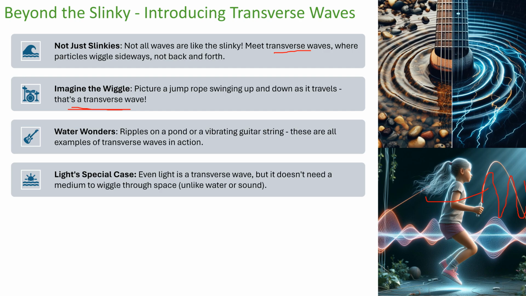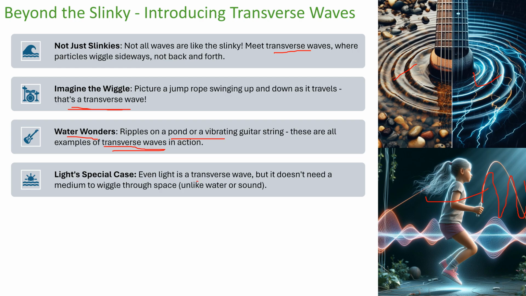Similarly, we have water ripples. Ripples on a pond or a vibrating guitar string. See these ripples? This is a vibrating guitar string. They also are examples of transverse waves, where particles vibrate up and down, perpendicular to the direction of movement, the direction of disturbance.